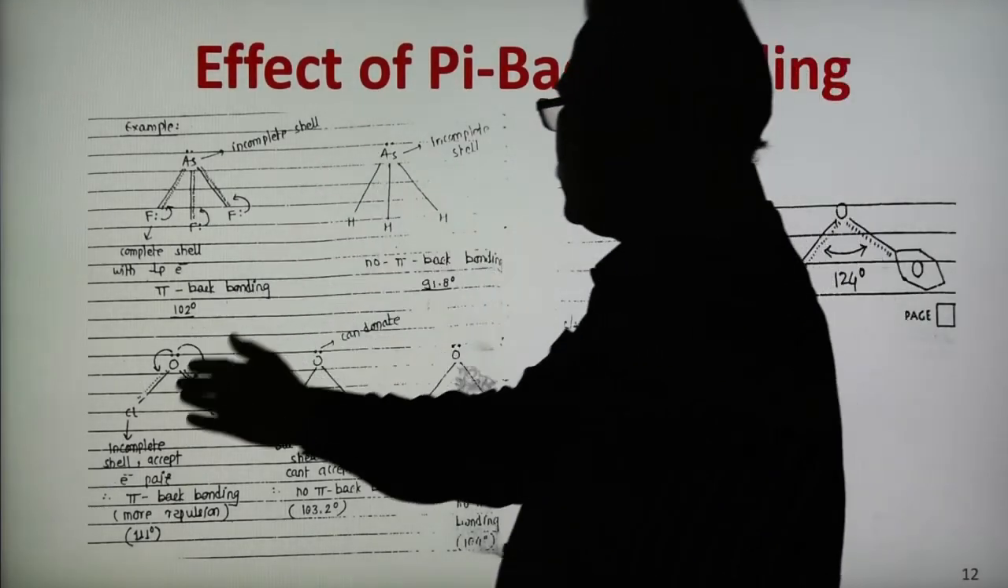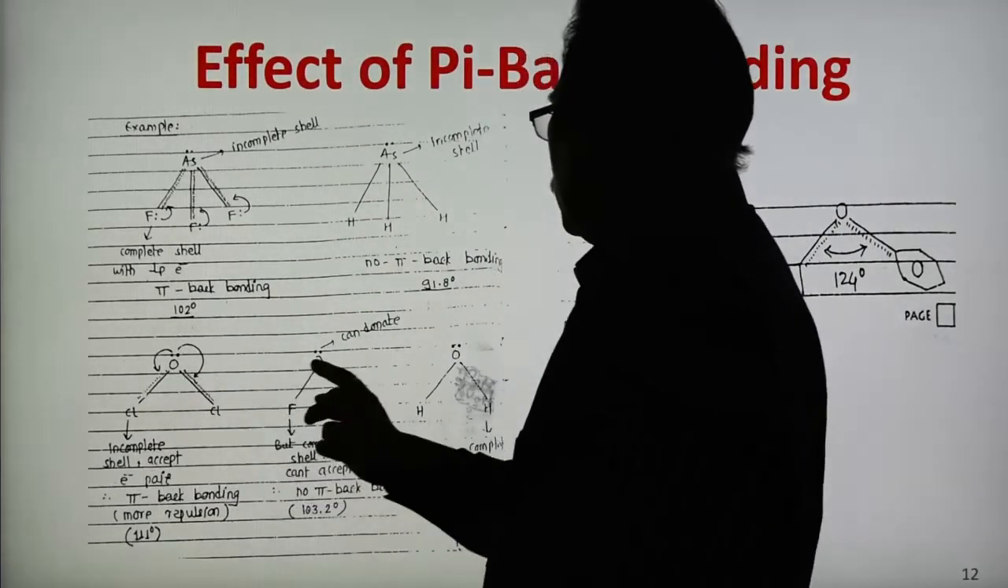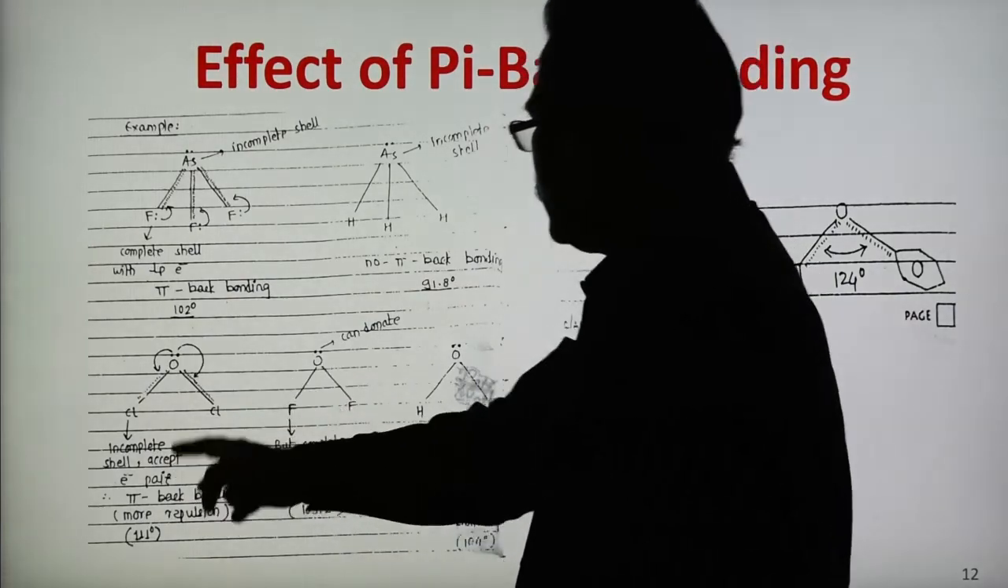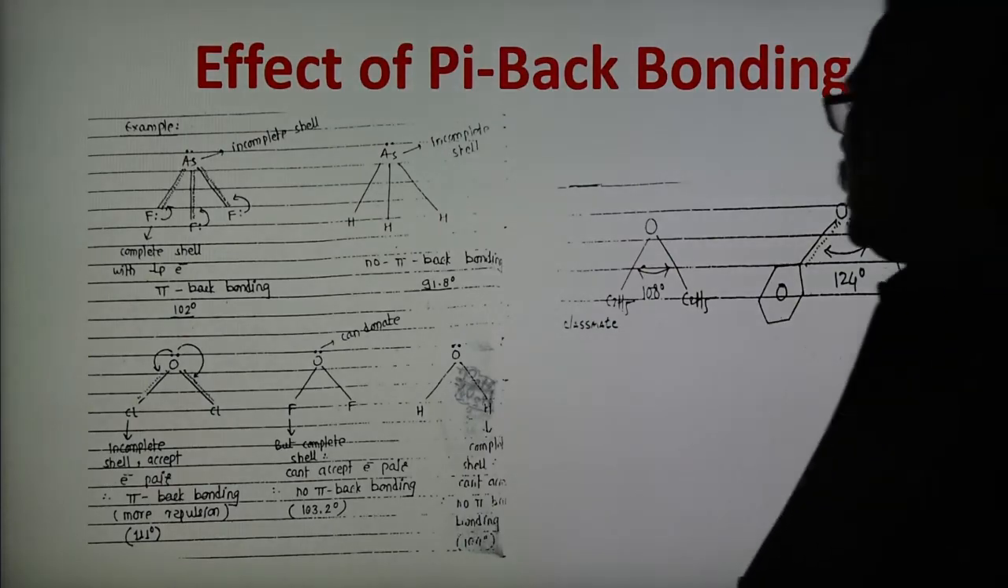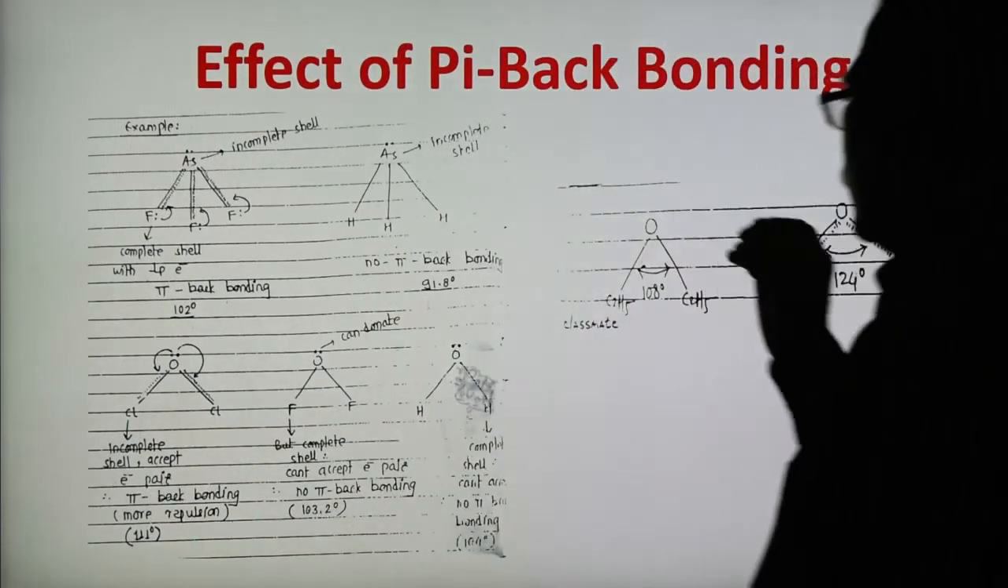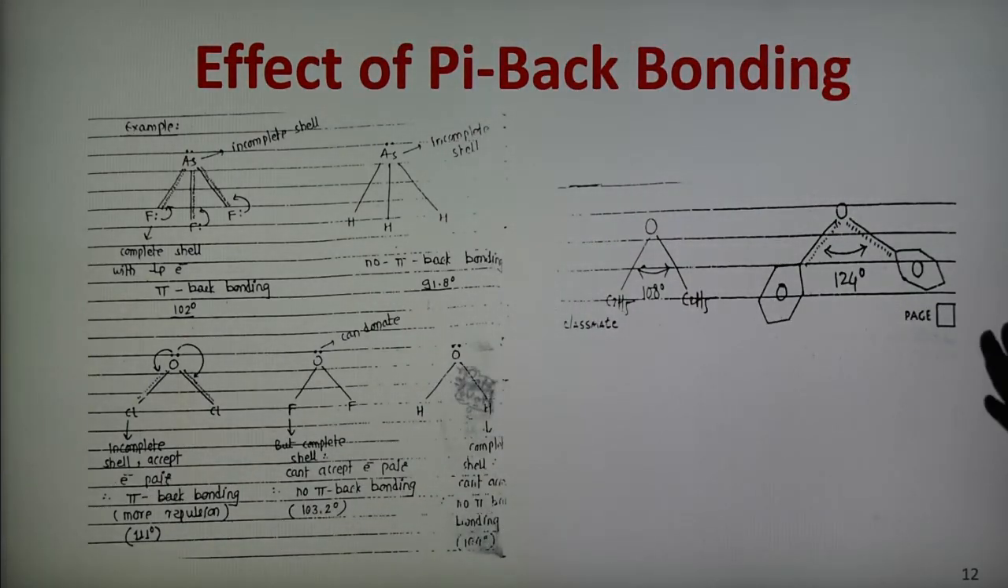Another similar example is here: OCl2, OF2. Similar reason again. In this case, Cl has an incomplete shell and accepts an electron pair, and therefore pi back bonding is observed and more repulsion is there, therefore the bond angle is greater.